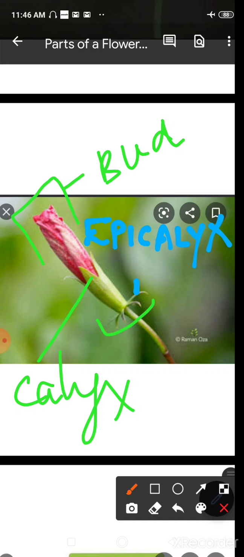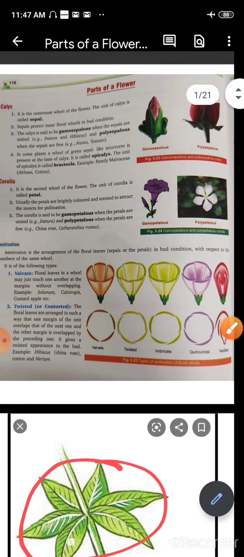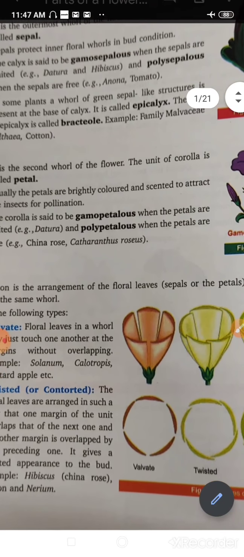And you can see how each unit of the epicalyx, which is known as bracteole, many bracteoles together form the epicalyx, right? So you can see the bracteole also there. So that's about the epicalyx. I hope it is clear to all of you.